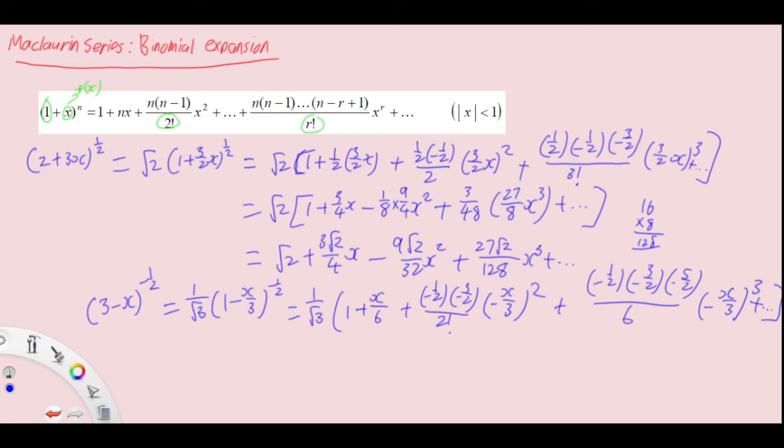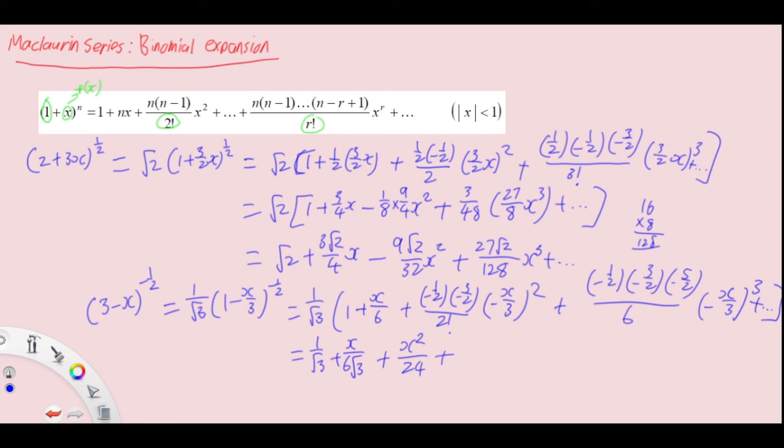Okay, now we just expand and hopefully solve this. So 1 over root 3 times 1 is just basically 1 over root 3, plus x over 6 root 3, plus now minus half times minus 3 over 2 and minus x over 3 squared. So there's 4 minus signs, so it becomes positive. So we basically get 3 over 8 times x squared over 9. So basically it's x squared over 24. Plus sign, because now in the next term you have 3 minus signs in the fraction and 3 minus signs in the cube. So there's a total of 6 minus signs, therefore becomes positive. So you get a plus sign.